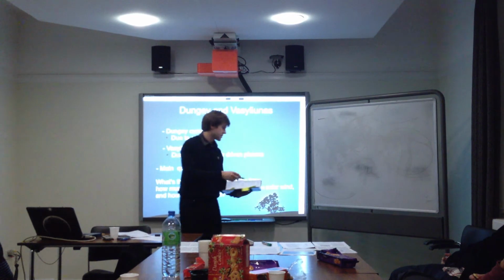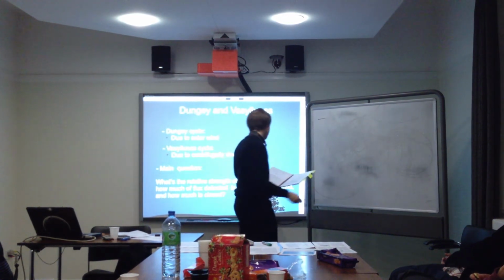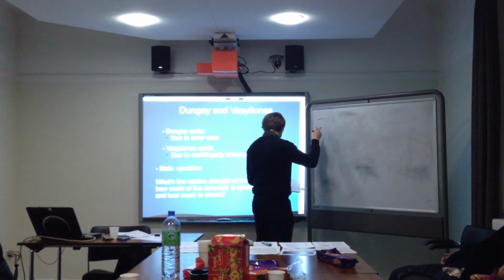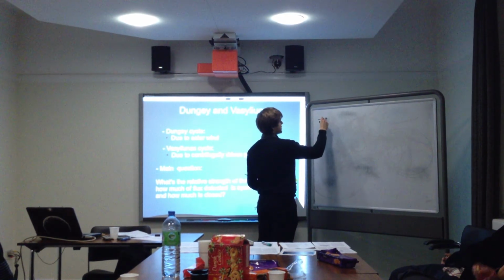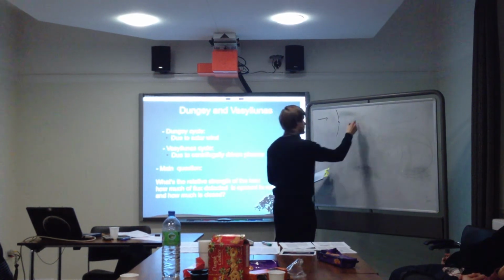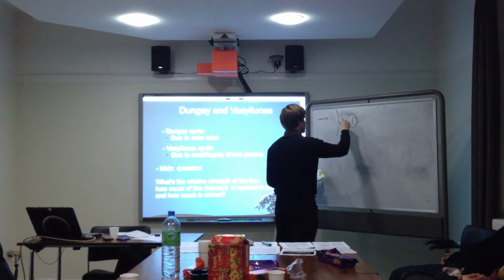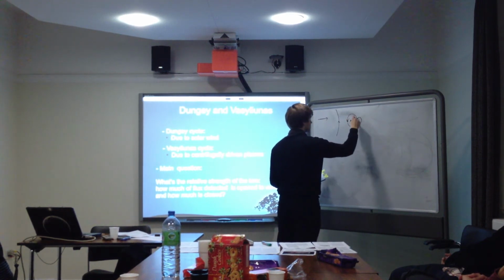I just use nice pictures, because there are so many pictures that it would be pointless to show it on a slide, so it's easier to draw. So first and foremost, you've got the solar wind, the interplanetary magnetic field, and the planet, and the magnetic field of the planet.